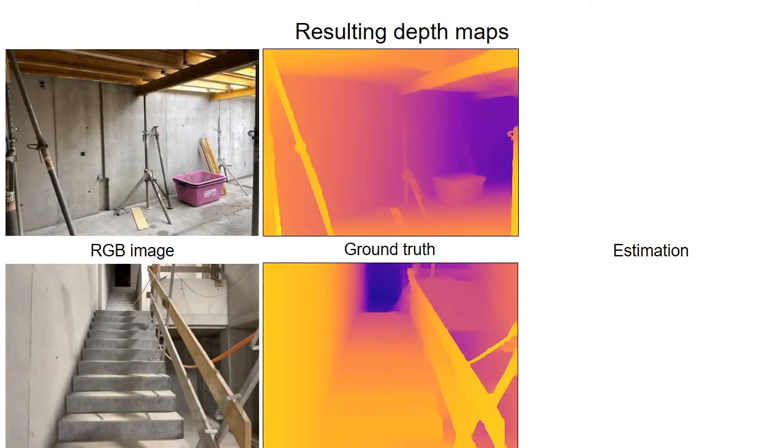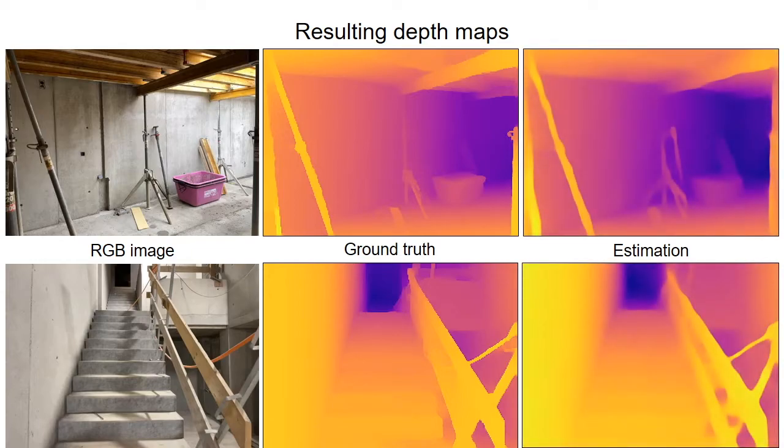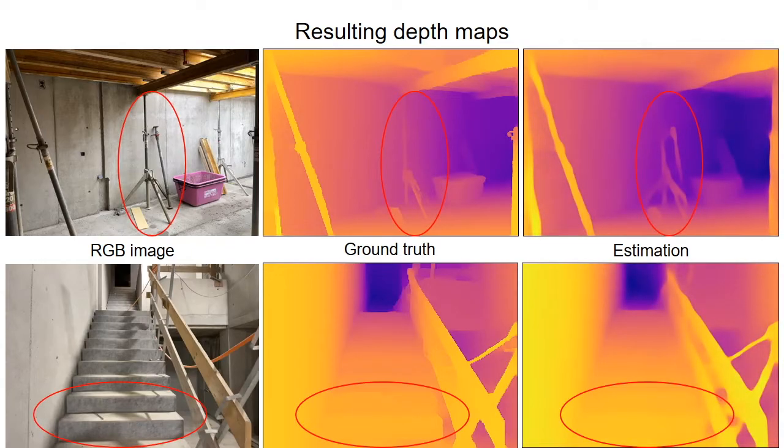The resulting depth maps present good structural consistency in comparison to the ground truth, only small ledges and details are blurry or missing in the estimation.